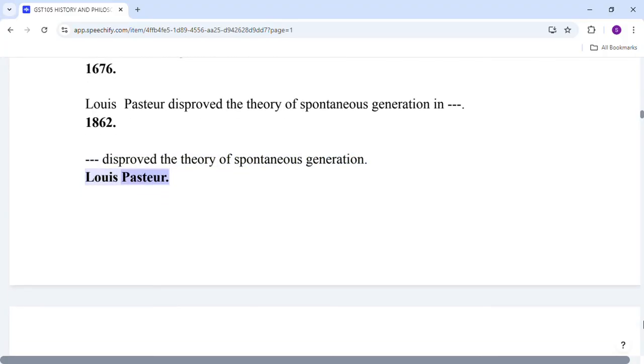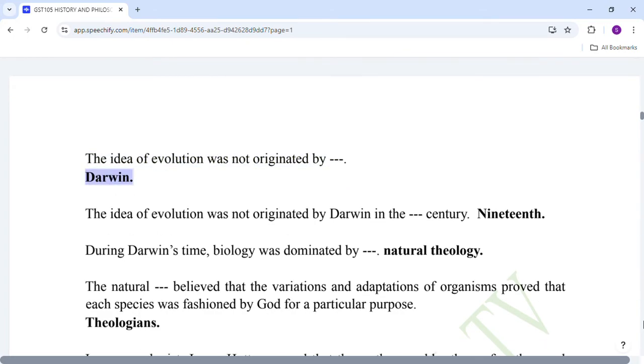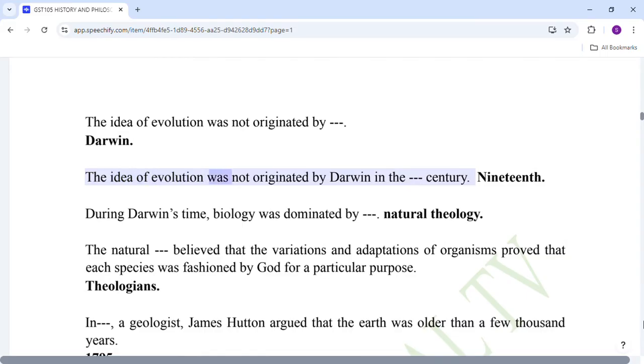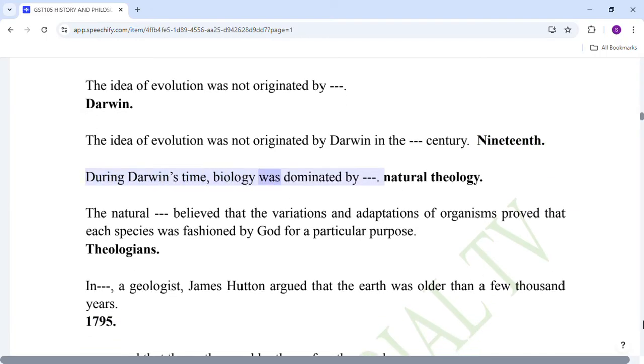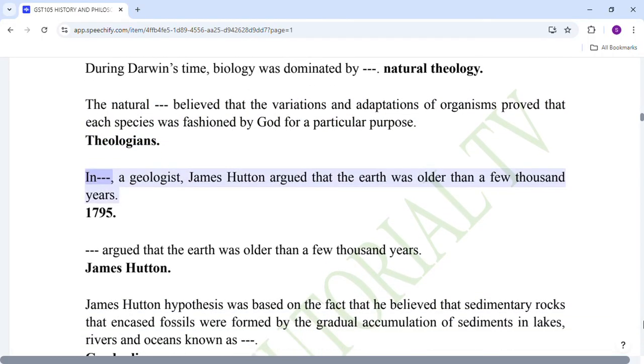The idea of evolution was not originated by Darwin in the 19th century. During Darwin's time, biology was dominated by natural theology. The natural theologians believed that the variations and adaptations of organisms proved that each species was fashioned by God for a particular purpose.